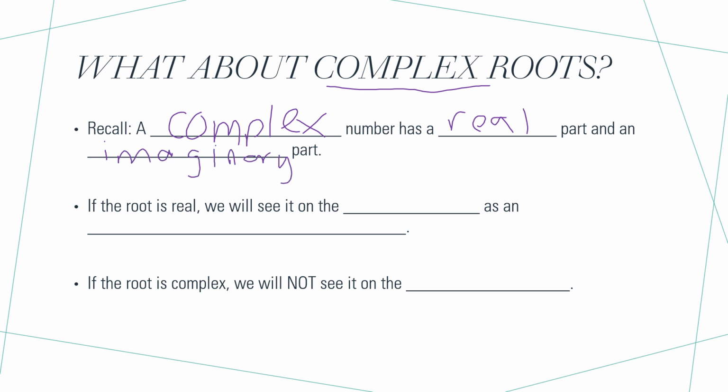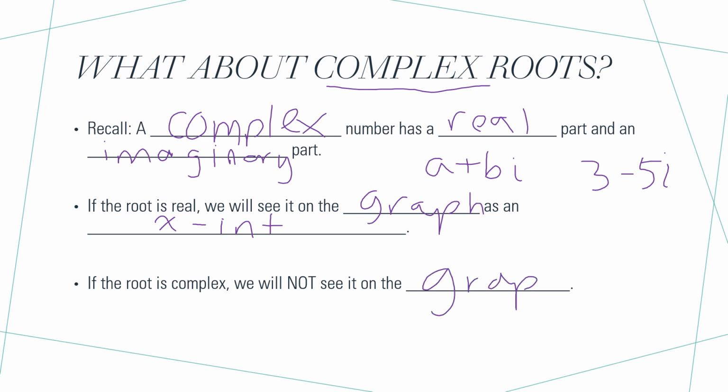Imaginary. There we go. And it takes the form a plus bi. An example would be 3 minus 5i. That's your complex number. If the root is real, we'll see it on the graph as an x-intercept. If it's a real number, we will see it on the graph. But if the root is complex, we will not see it on the graph.